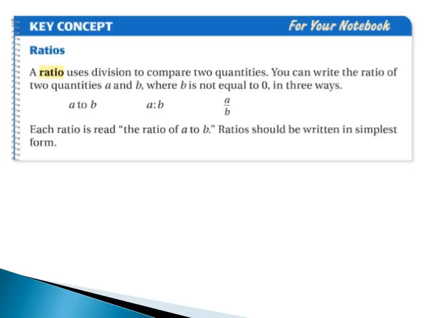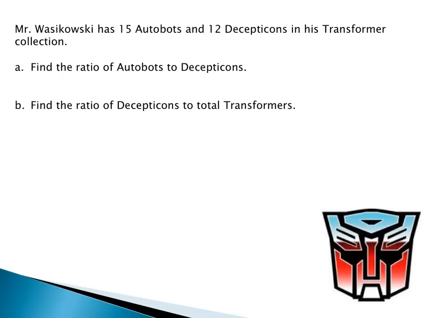Each time you look at these, no matter how it's written, you always read it as the ratio of A to B. It's a comparison of two things. Understand that a ratio simply means that you are comparing those two things, whatever they may be. All right, so let's do just a quick example of writing down a ratio.